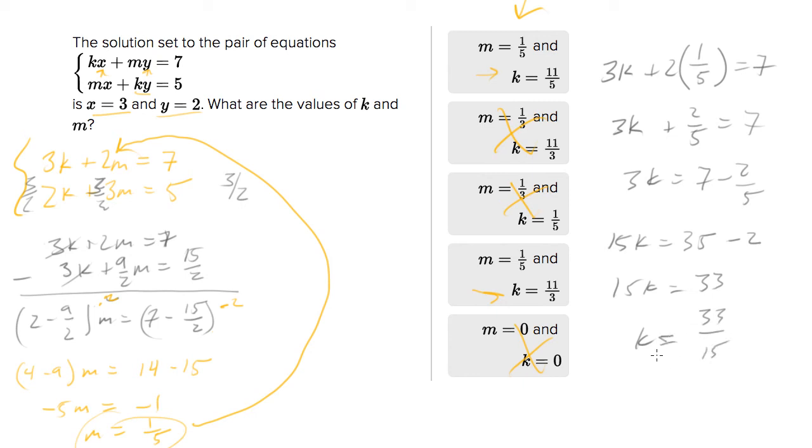So k equals 33/15, which simplifies to what? Divide by 3, and we get k equals 11/5. So it's the first one. Whew. That was an annoying problem, huh, guys?